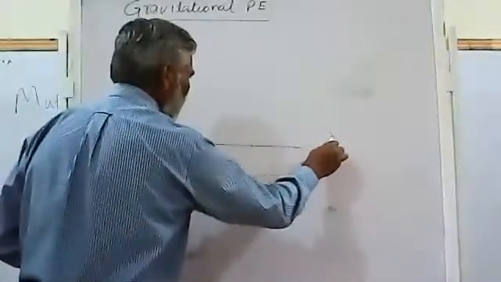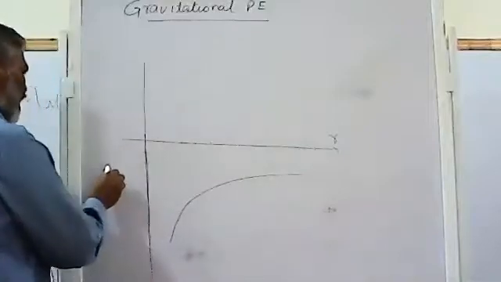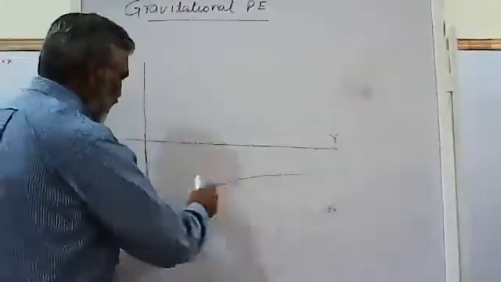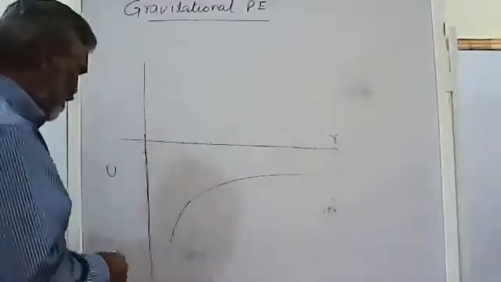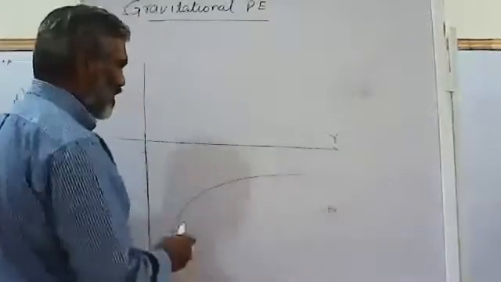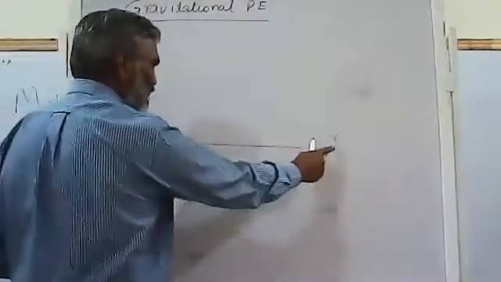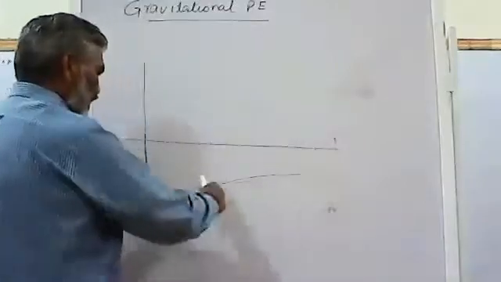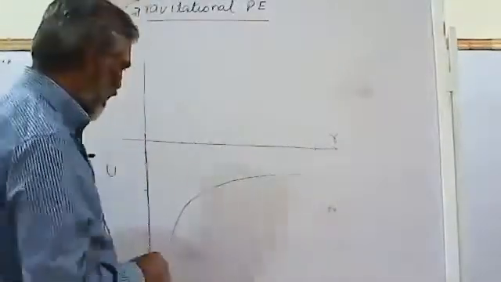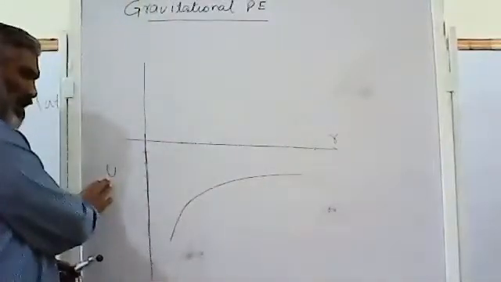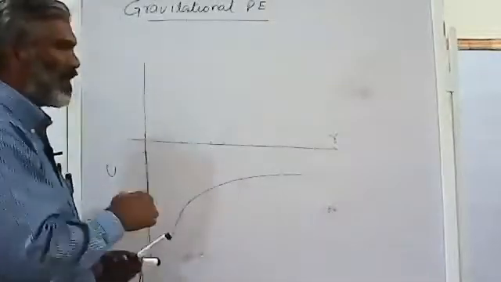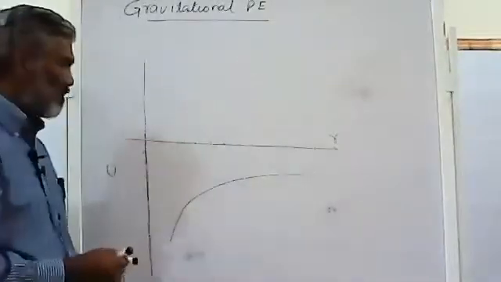So if this is distance and these are the values of gravitational potential energy, the negative quantities, this is the gravitational potential energy as we move away from the surface of a planet. So as the distance is from the center of the planet, but usually the values are measured from the surface of the planet, because the minimum value of gravitational potential energy is taken at the surface of the planet, and the largest is at infinity.